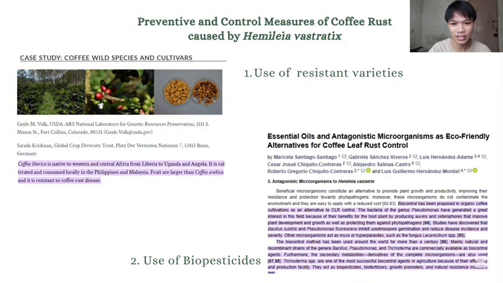Some benefits include that it is safe for humans, animals, and the environment. It also helps in maintaining soil and ecosystem health. And lastly, it reduces the risk of developing fungicide resistance.